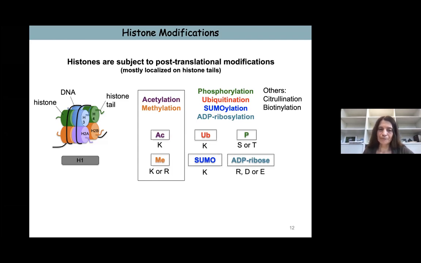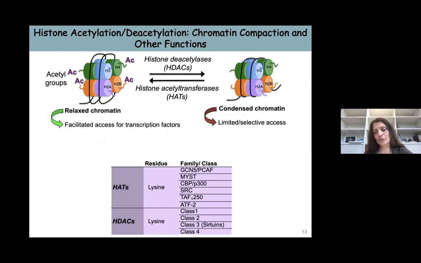Since I'm going to present some work on histone deacetylase 1 and 2, I will tell you how histone acetylation and deacetylation works. When histones are acetylated by histone acetyltransferases, their attraction to the DNA is loosened. This results in a relaxed chromatin that facilitates the access for transcription factors and the transcriptional machinery. And when instead histones are deacetylated by histone deacetylases, or HDACs, then the attraction to the DNA is tight, and this leads to a locally more condensed chromatin that will limit or select the access for the transcriptional machinery.